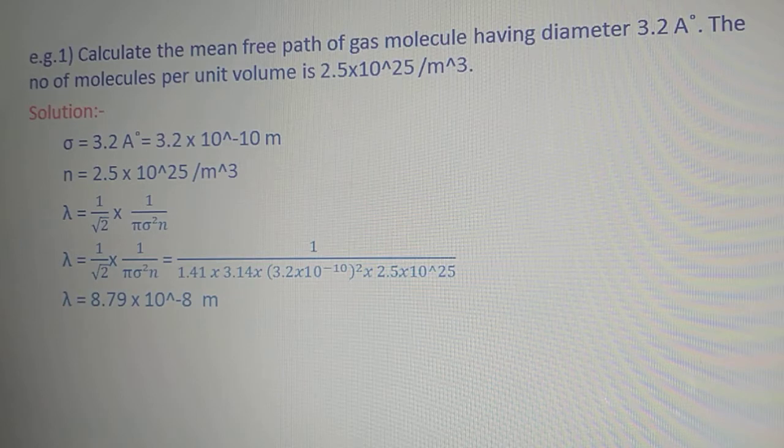In the last few videos, we have finished all three different transport phenomena, that is coefficient of viscosity, thermal conductivity, and coefficient of diffusion. Now, in today's video, let us solve some problems based on the transport phenomena. So, let's go for the first one.